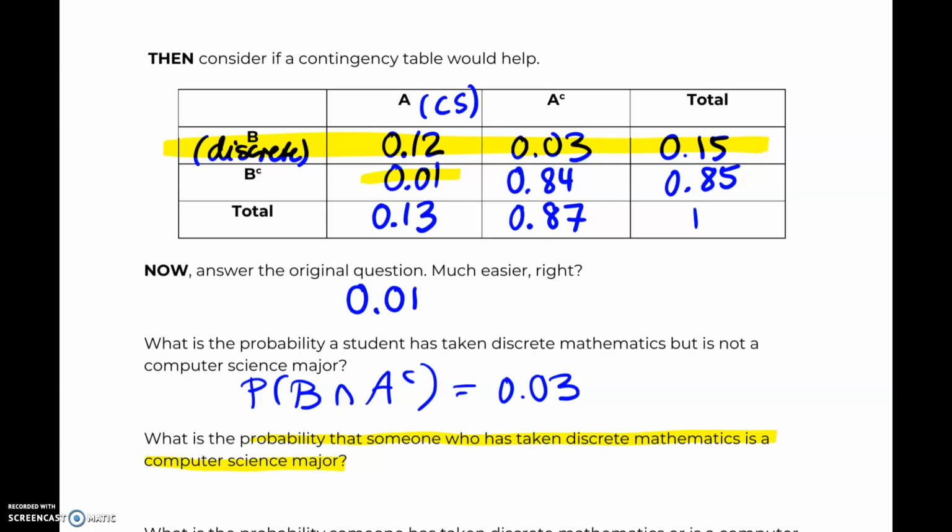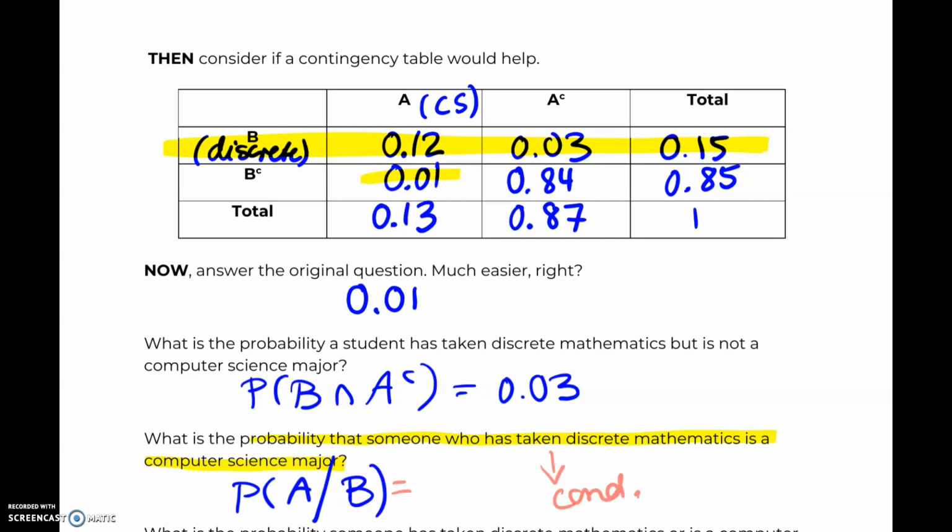This is a conditional probability. It's the probability that someone is a computer science major, which is A, given that they've taken discrete math. So very careful. Someone who has taken discrete math. This tells you right here that this is conditional.